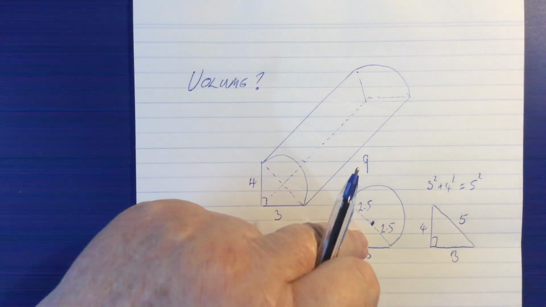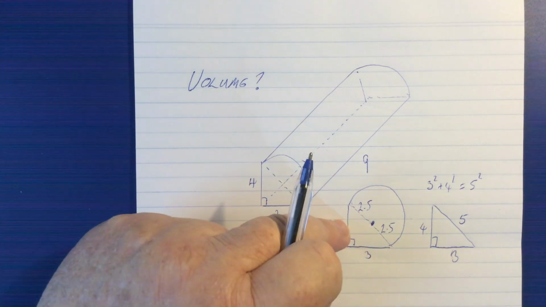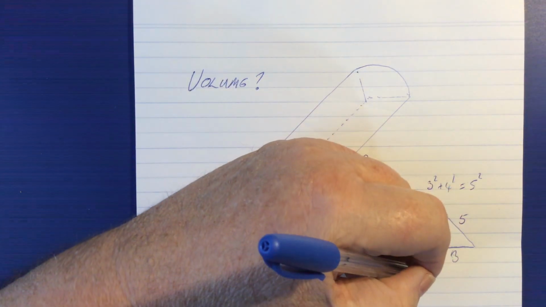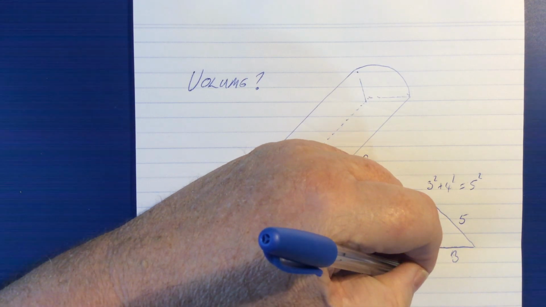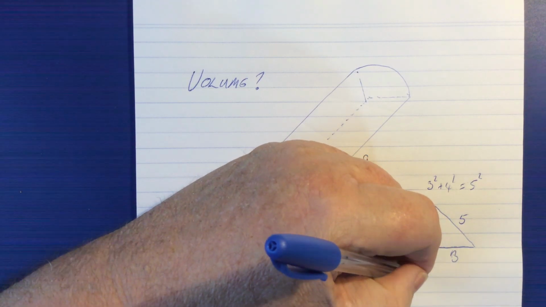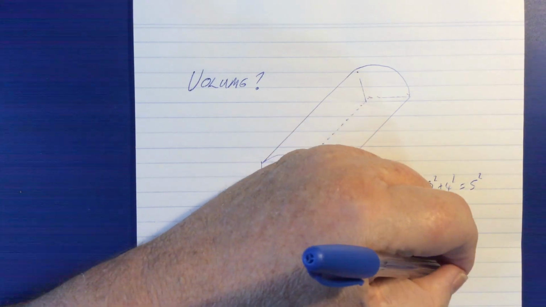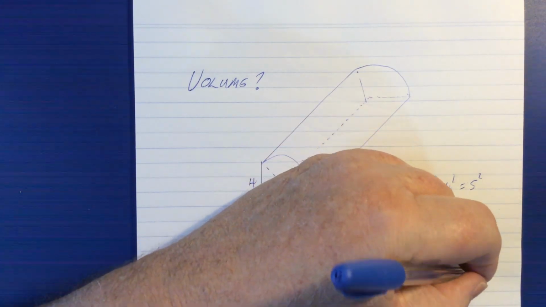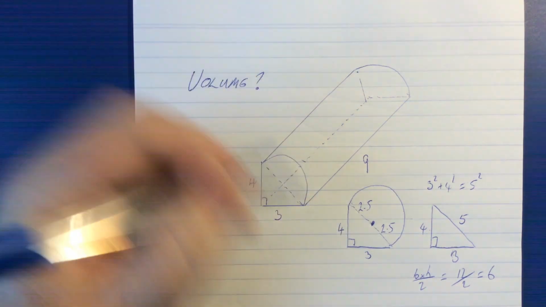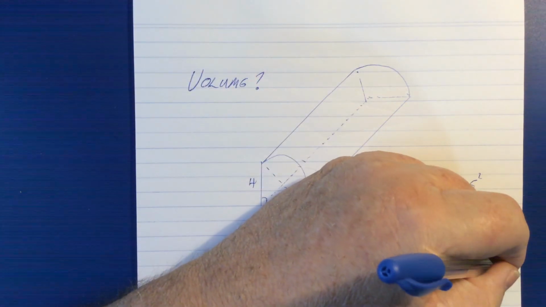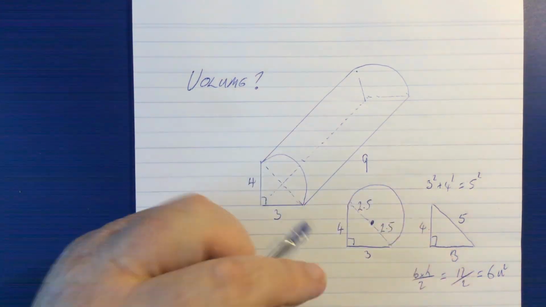So we can establish the area of this triangle, which is pretty easy. That's 4 times 3 is 12, divided by 2. So that's base times height over 2. That equals 12 divided by 2, which equals 6 units. We don't know what these units are. So it's 6 units squared because we're looking at area.